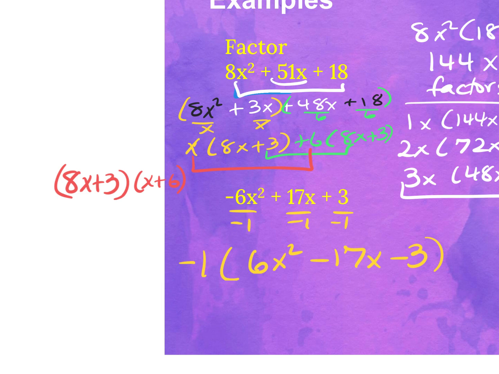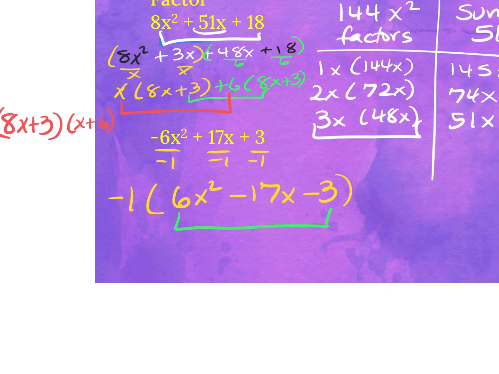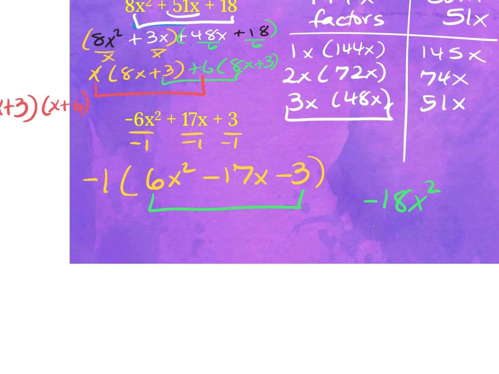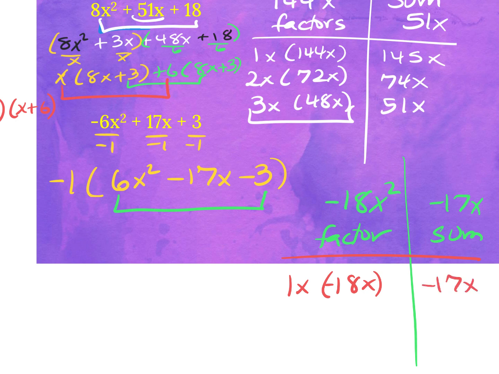So now, I need to multiply. Now I've got to do the same thing I've been doing. Multiply the first and the last. I'm looking for factors of -18x squared that will sum to give me -17x. And this is the one that's the obvious. Signs are different. Bigger number will be the negative. And notice the very first one gives us what we need.